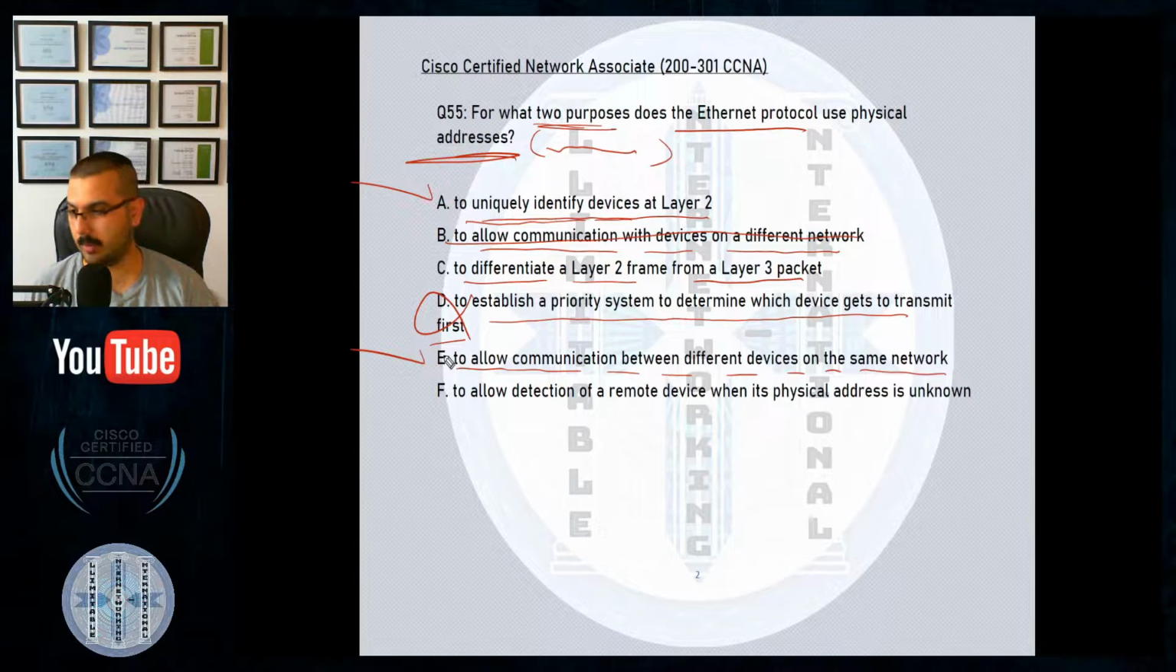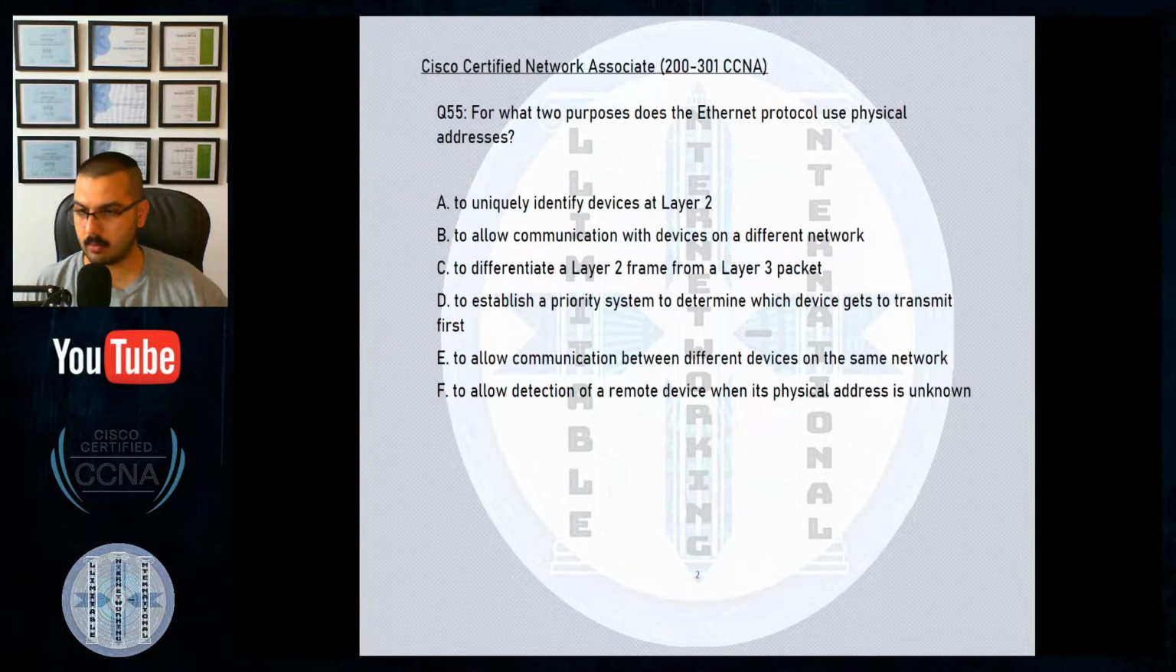I have forgotten the term because it was removed from this new course. The network domain, the broadcast domain, the collision domain, the same collision domain, all of them under the same layer with no routers, then MAC will be enough to communicate and allow detection of a remote device when its physical address is unknown. No. Okay, so that would be A and E for this question.